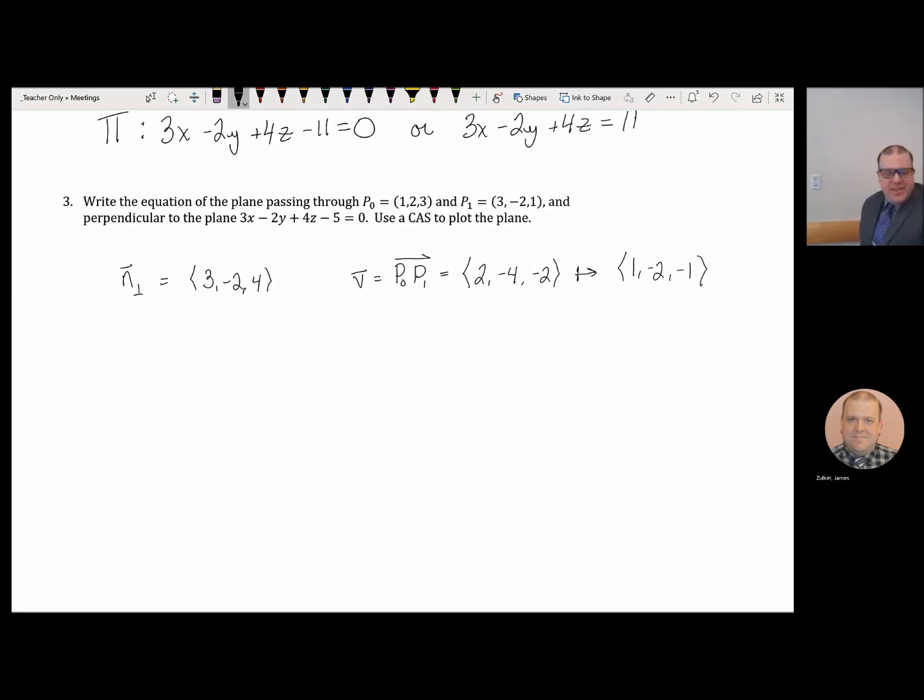I sadly can't make such a simplification on n perpendicular without introducing fractions. So I'd rather deal with larger numbers than fractions. The normal vector to our plane of interest is then their cross product. I did in my notes, v cross n perp. But again, the order doesn't matter.